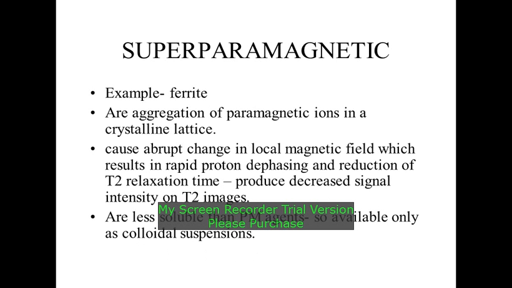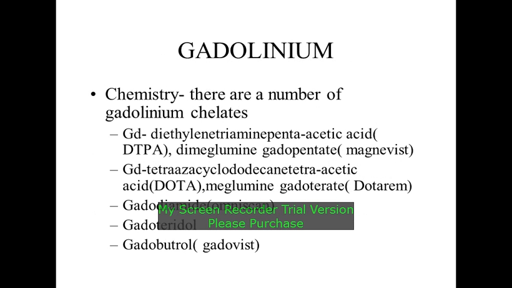Superparamagnetic agents, an example being ferrite, are aggregations of paramagnetic ions in a crystalline lattice. They cause abrupt change in local magnetic field, which results in rapid proton dephasing and reduction of T2 relaxation time, producing decreased signal intensity on T2 weighted images. They are less soluble than paramagnetic agents, so are available only as colloidal suspensions.